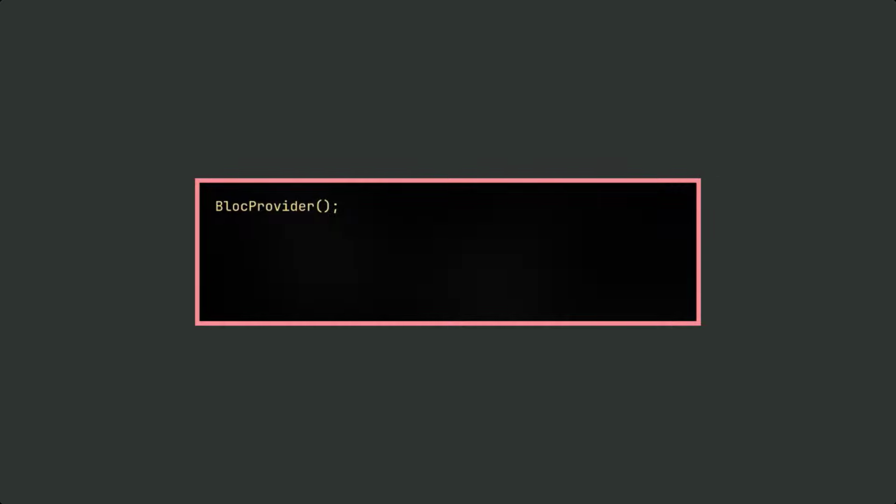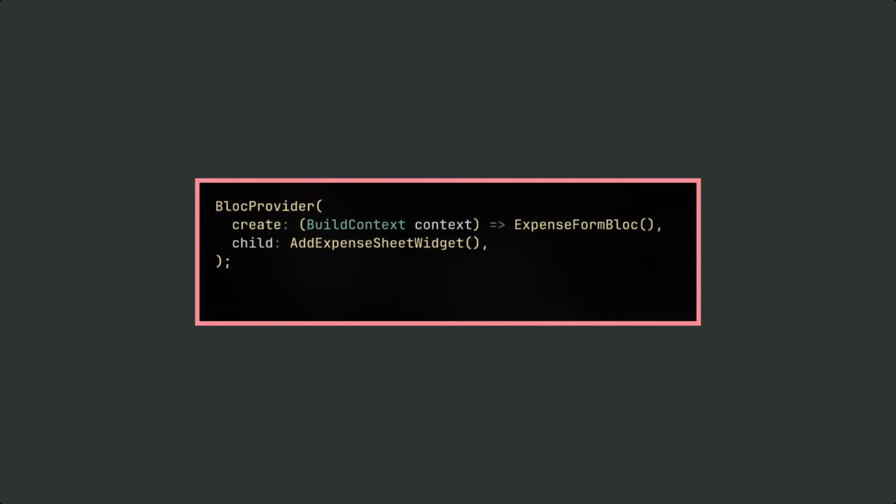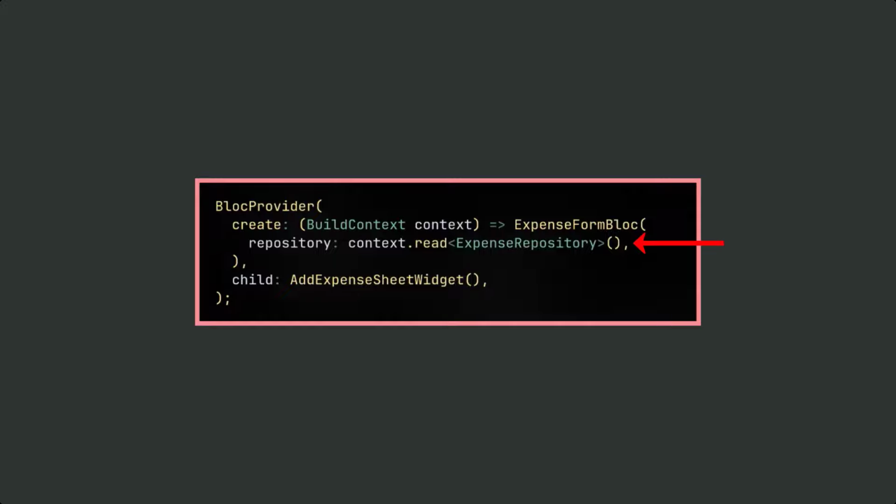Before we use any block in a widget tree, we must first add a block provider to the top of the widget tree, where we can add any dependencies for that block. In our case, the expense repository class is a dependency on which the expense form block depends.